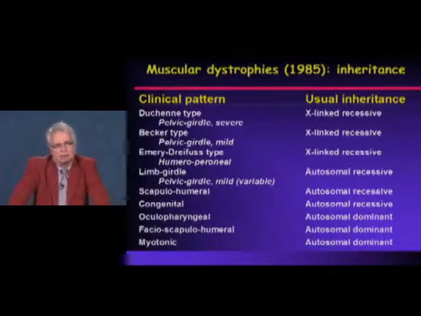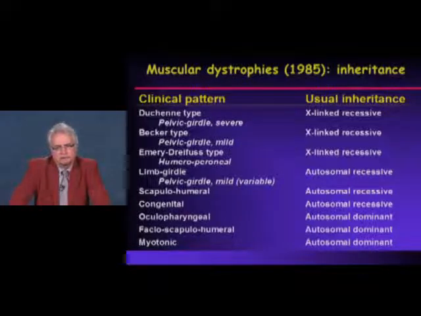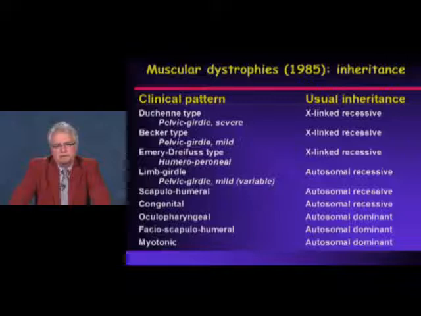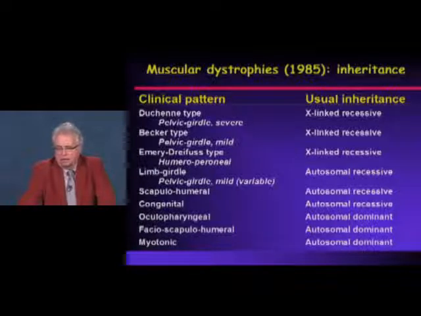This is what we knew more or less about muscular dystrophies back in 1885 as far as clinical pattern and inheritance pattern is concerned. We had a number of dystrophies with different names like Duchenne, Becker, Emery-Dreifuss, and so on. And we knew the mode of inheritance. For example, X-linked recessive for Duchenne muscular dystrophy, autosomal recessive for limb-girdle muscular dystrophy, or autosomal dominant for myotonic dystrophy. But this is more or less the extent of what we knew at that time.